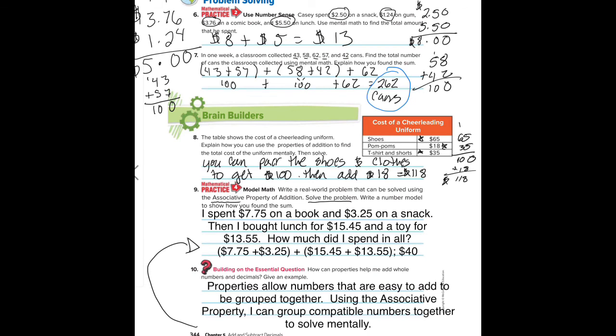Number 10, the answer you need to write down there is that properties allow numbers that are easy to add to be grouped together. Using the associative property, I can group compatible numbers together and solve mentally. Then I just drew an arrow up to show the example in the previous problem.